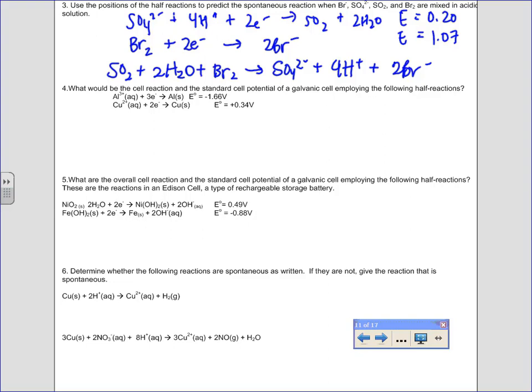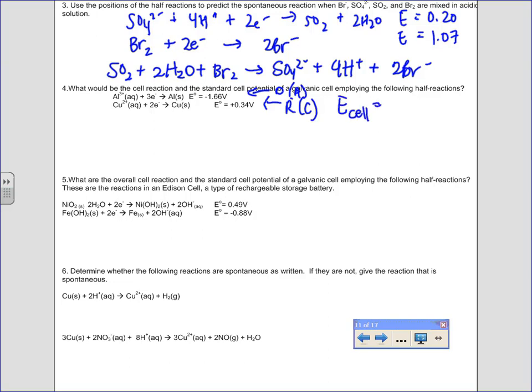Okay. In example 4, it asks what the cell reaction would be and the standard cell potential of a galvanic cell employing the following reactions. So again, we're comparing two reactions. The one with the higher cell potential is the one that's going to be reduced. The one with the lower cell potential is the one that's going to be oxidized. So this one is the cathode, and this one is the anode.